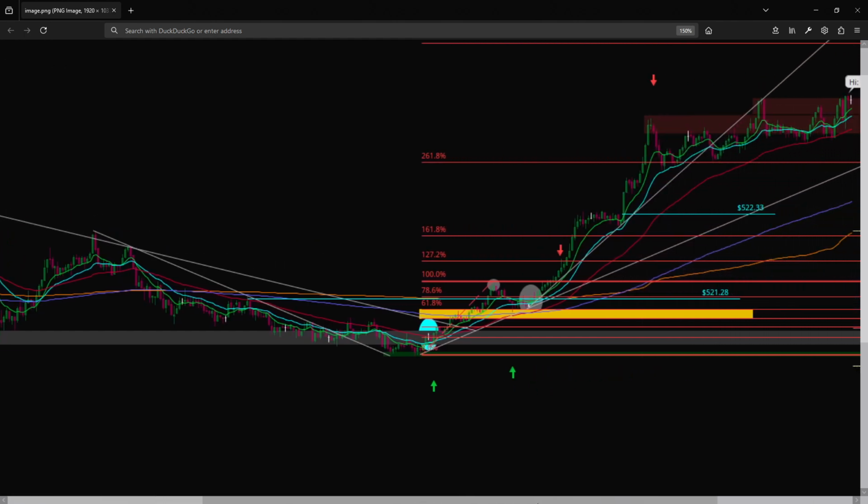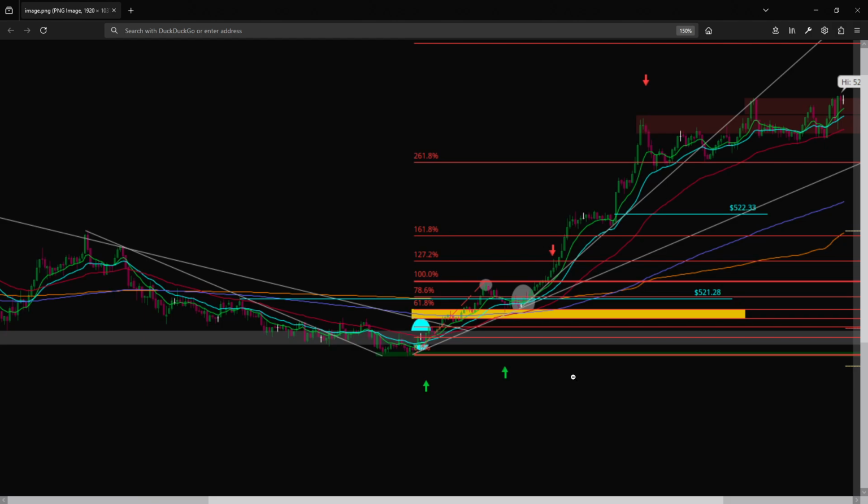I don't use EMAs all the time, but I do use them as confirmation, just double confirmation. So you can see how they all start to turn up. I think the 9 is the green, the blue is the 21, the red is the 50, the purple is the 200, and then this is VWAP right here.